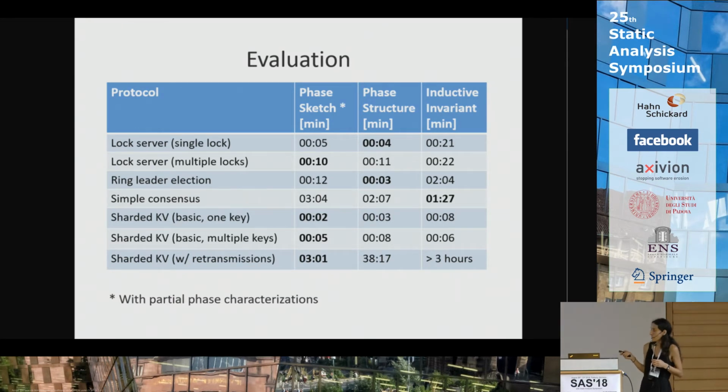With the phase sketches, sometimes we get more improvement, but sometimes it actually deteriorates, so it's not always better to provide some additional data. The nicest example is this one, the most complicated example that we tried: a sharded key value store, where just using UPDR without any guidance, it didn't terminate in 3 hours. When we provided the phase structure, it reduced to 40 minutes. So it's still a lot, but better than non-termination.